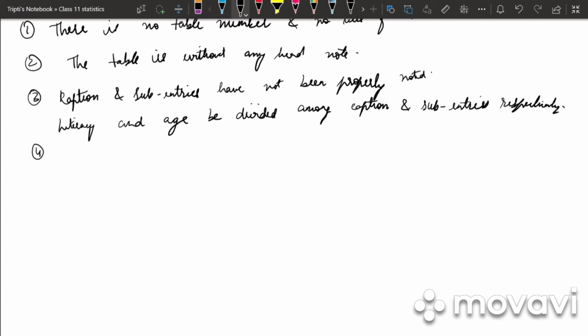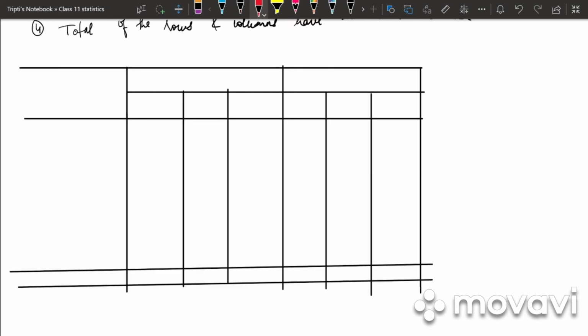And in this table they have not even mentioned the total of rows and columns. So last mistake is total of the rows and columns have not been indicated. So we have pointed out the mistakes. The next step is to rearrange the entire table. So this is how our table will look like.